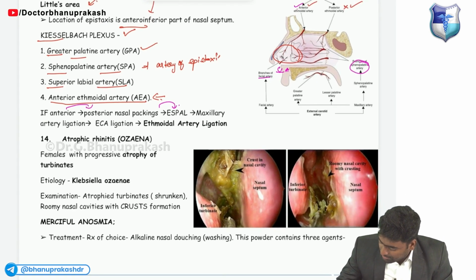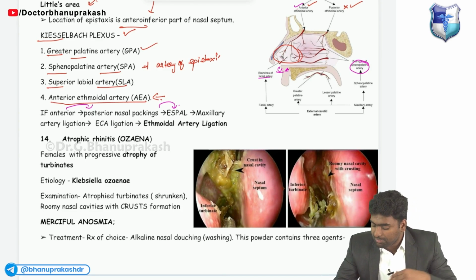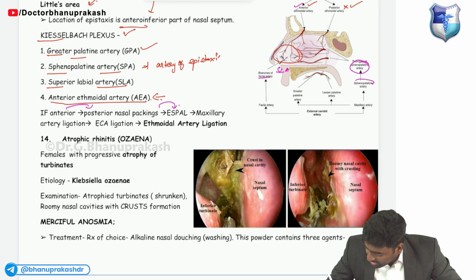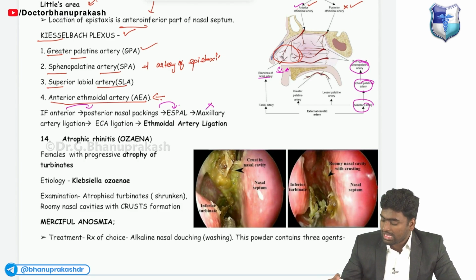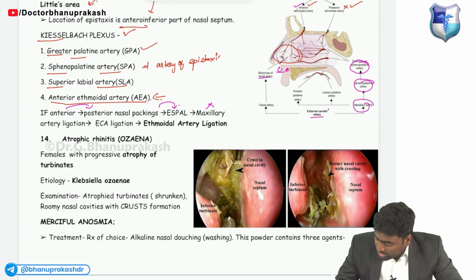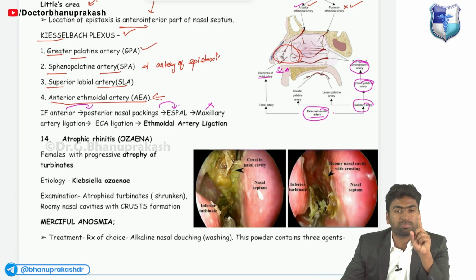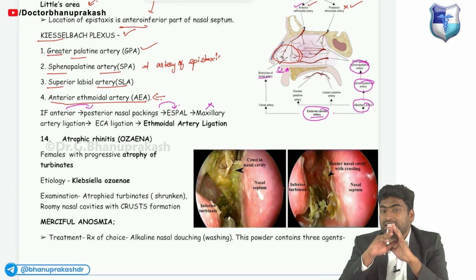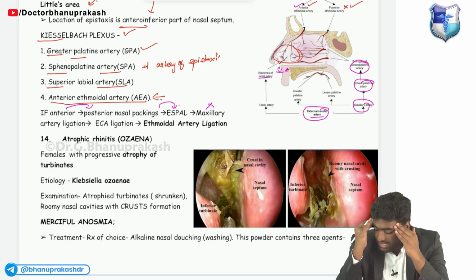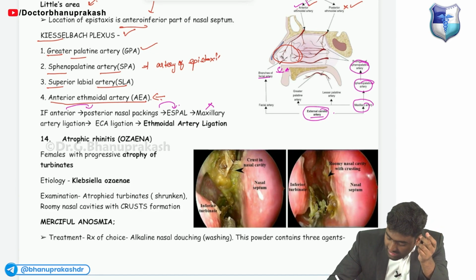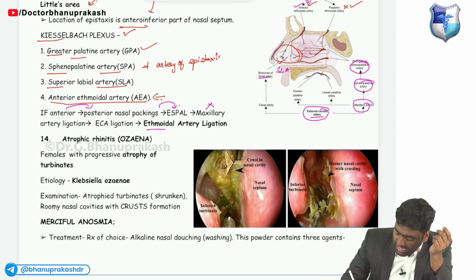Next method, what is that? We know the sphenopalatine artery is a branch of the maxillary artery. So we'll ligate the maxillary artery first, and if it doesn't stop, then we'll go on to ligate the external carotid artery. So first we ligate with SPAL, endoscopic sphenopalatine artery ligation, followed by external carotid artery ligation, and if nothing stops and the bleeding still happens, then we need to ligate the anterior ethmoidal artery.